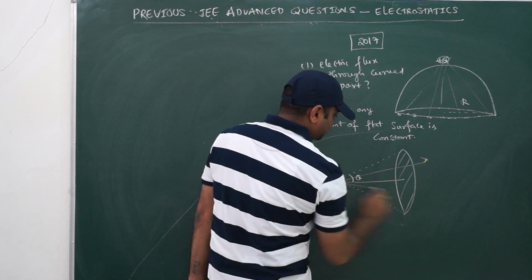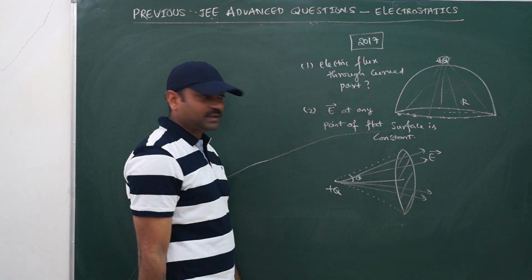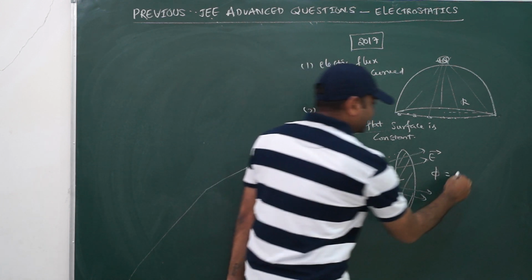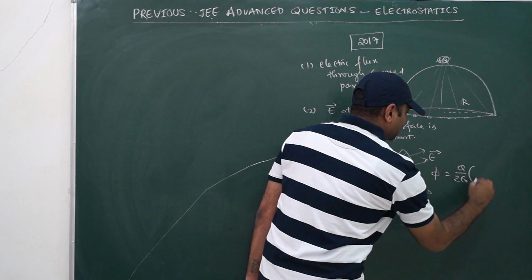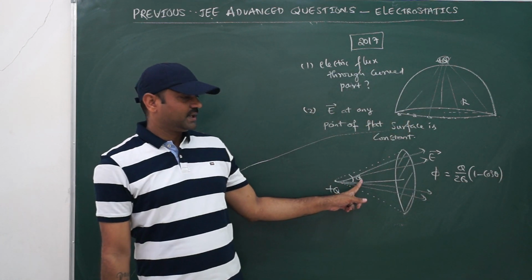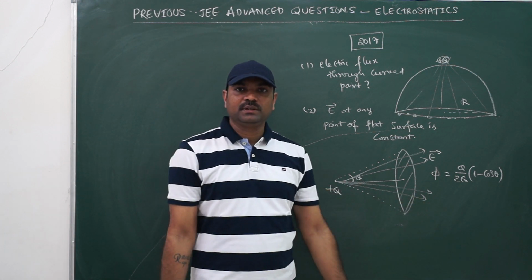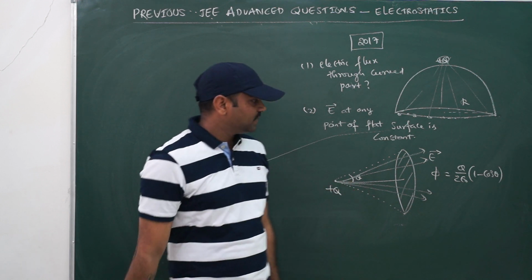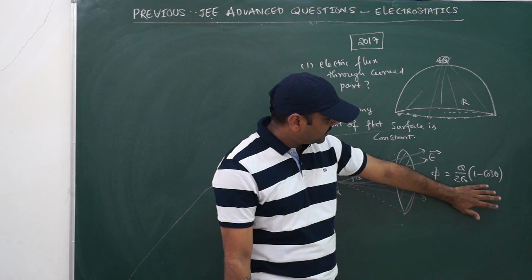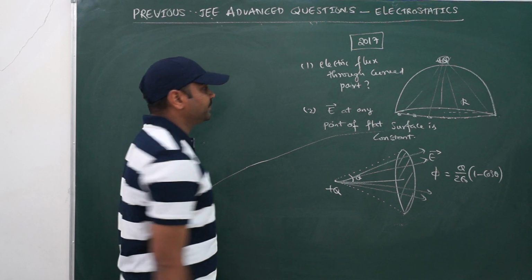Then the flux through this part, the field direction will be something like this. What is the total flux through the disk? The total flux through the disk is given by Q by 2 epsilon naught into 1 minus cos theta. Theta is the apex angle, you can say the semi-vertex angle formed by the disk at the charge. So if you remember this formula, then you can solve this question. How? Let us see.